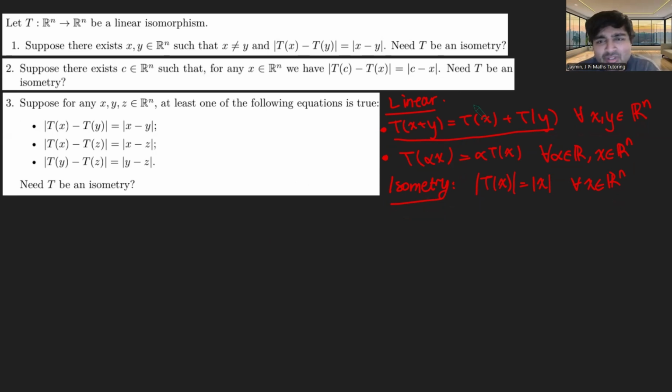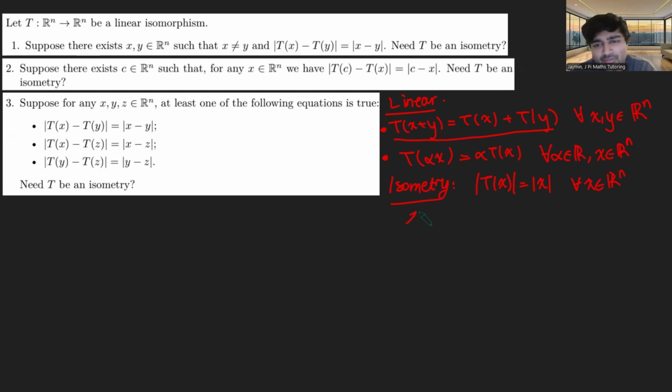So a linear map or a linear isomorphism is just a function which satisfies these two bullet points. So T of x plus y equals T of x plus T of y for every point x and y in R^n, and T of alpha times x equals alpha times T of x for all alpha in the real numbers and all points x in R^n. So T here, in all three of these parts, represents a linear isomorphism.